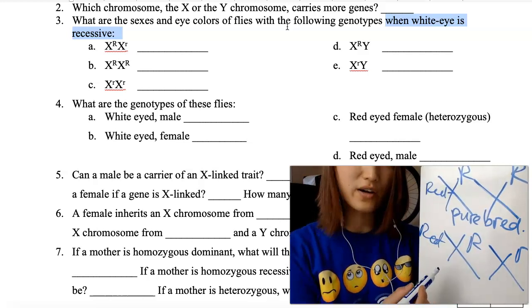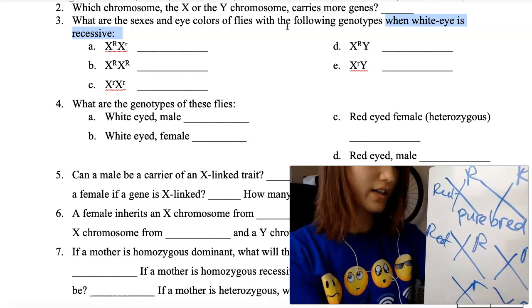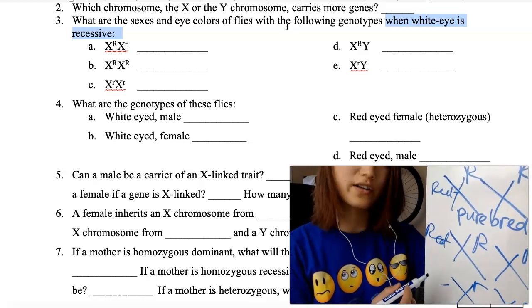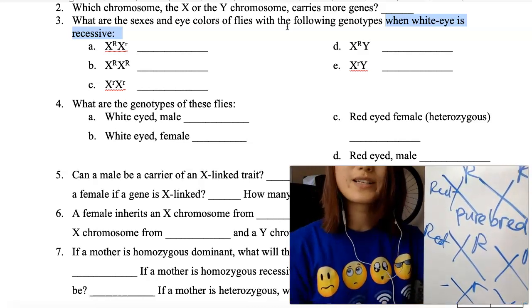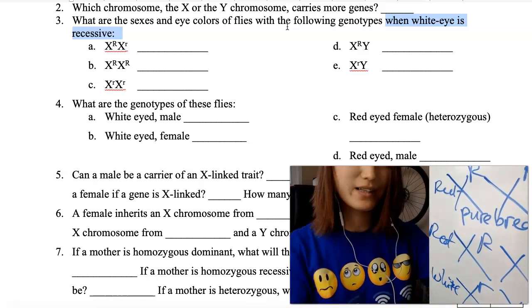So X big R, X little r is still going to be red. The third possibility is X little r, X little r. So you're carrying two recessive alleles, and if you're carrying two recessive alleles, that's the only time that you can actually show the recessive trait. So the eye color will be white.